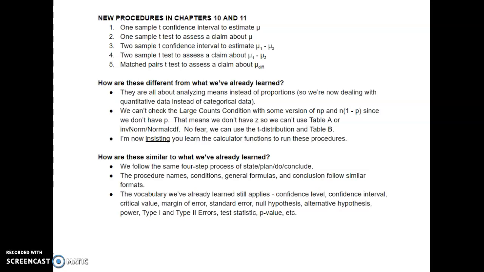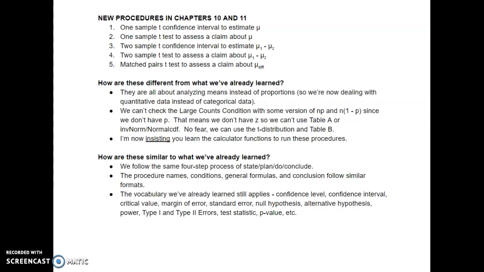The first 4 procedures that I have listed there, we're going to use our quote unquote IQ test data to work through. So what's new, how these are different from what we've already learned. We're just switching over to means from proportions, that's all. So essentially we're dealing with quantitative data instead of categorical.